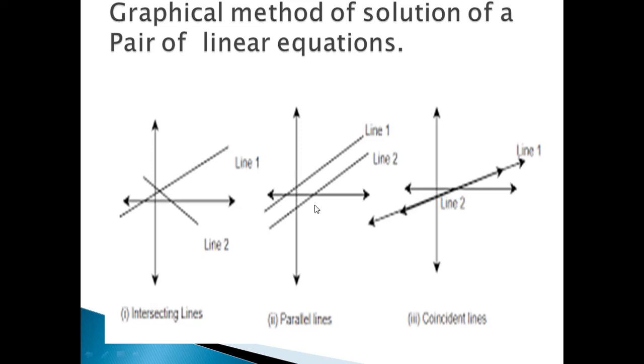Some of them are obtained like this. That means the two lines are parallel lines. They cannot meet each other. They cannot intersect each other. That means what? That type of pair of linear equations doesn't have any solution.